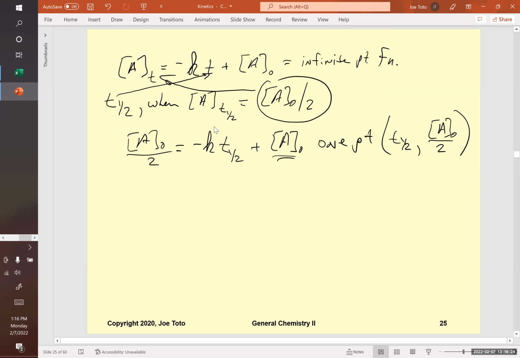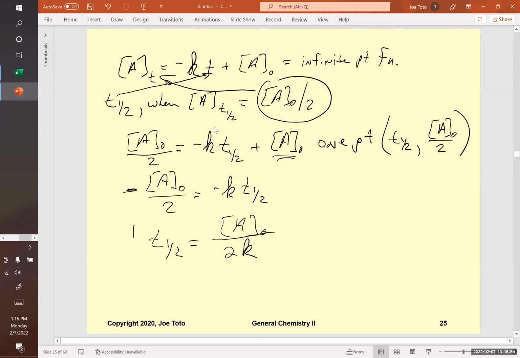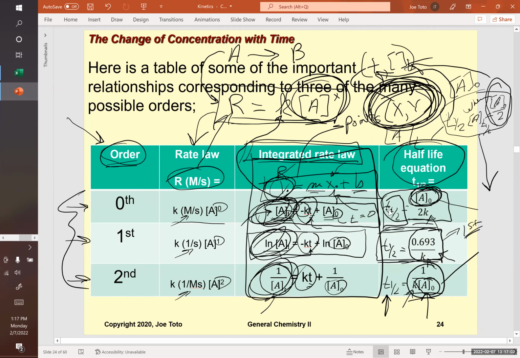So I'll subtract an A0 from both sides. So I have a half of A0 on that side. So over here, I'm going to get minus a half of A0 equals minus k t1/2. So t1/2 equals concentration of A0 over 2k. And that's it. That's where that half-life equation comes from. And you can see back here that it corresponds to the one in the table.